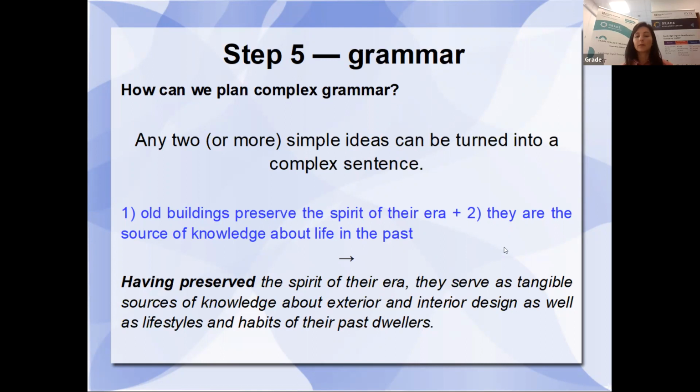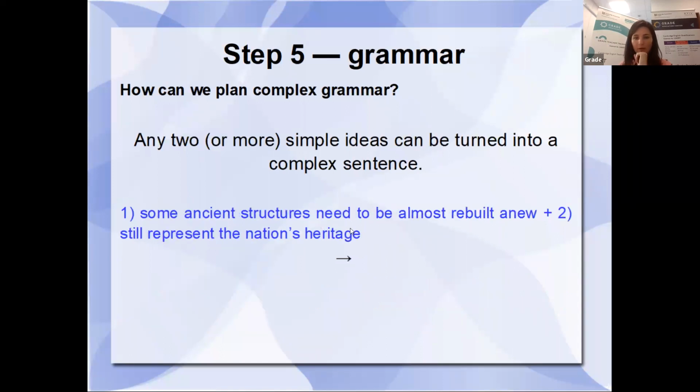Lifestyles and habits of their past dwellers. Thus is a good idea, but once again, in the same way as moreover, there will be one sentence, full stop, and then thus, and another simple sentence. So you will have two simple sentences. It will not be a complex sentence. Be careful here. Let's think about this one.